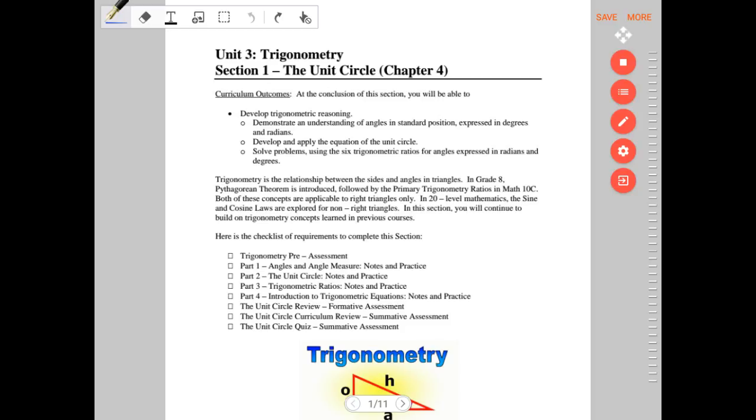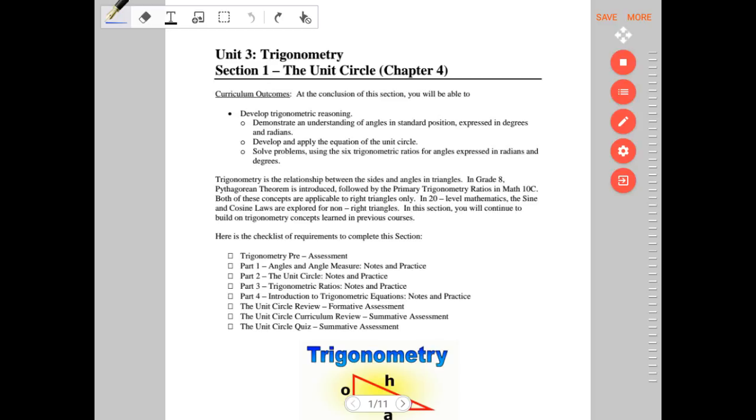You've had some experience with trigonometry in previous grades, such as grade 8 when you talked about the Pythagorean theorem, and then grade 10 in Math 10C, you did the primary trig ratios. These are both only applicable to right triangles, so in Math 20 you use the sine and cosine laws for non-right triangles. You're going to continue to build on trigonometry learned in previous courses in this one here.